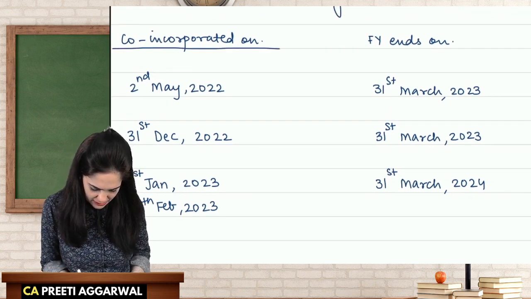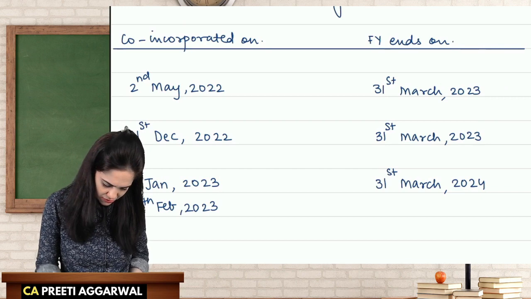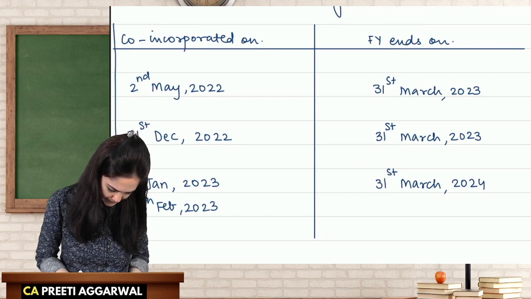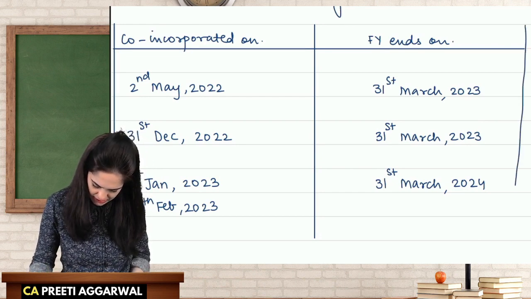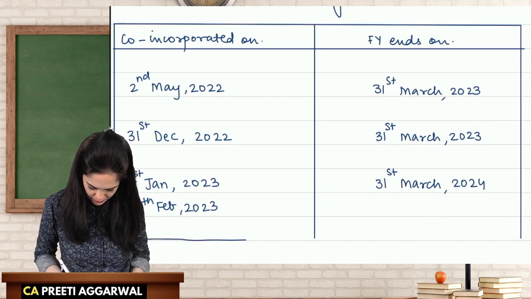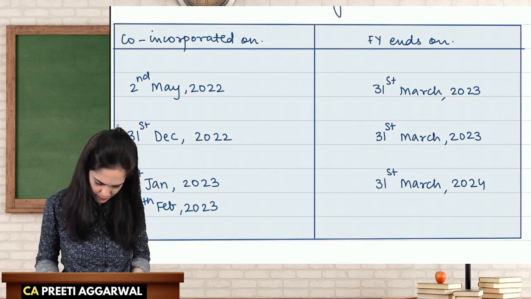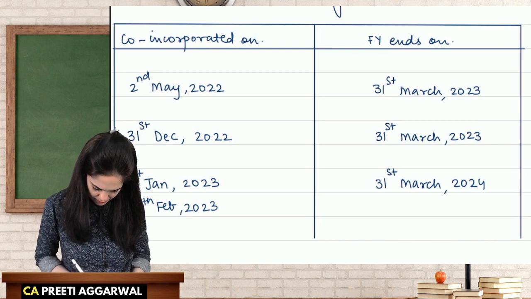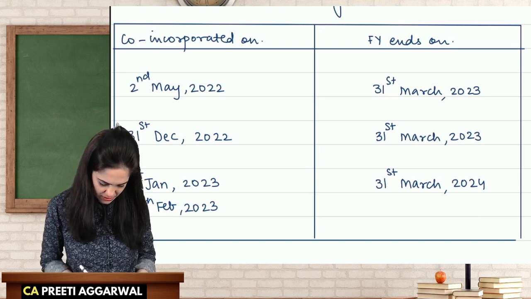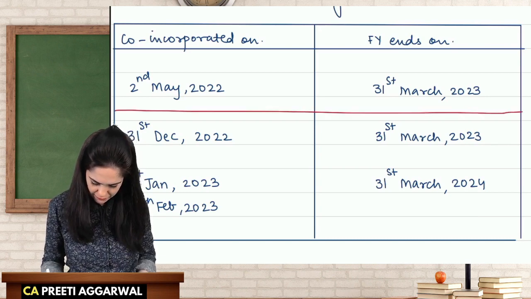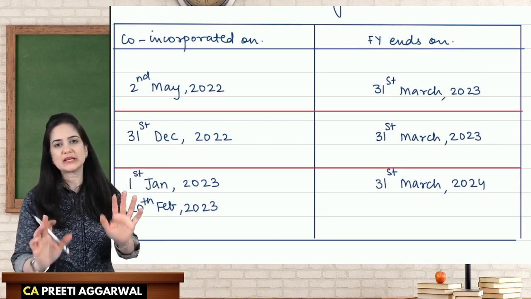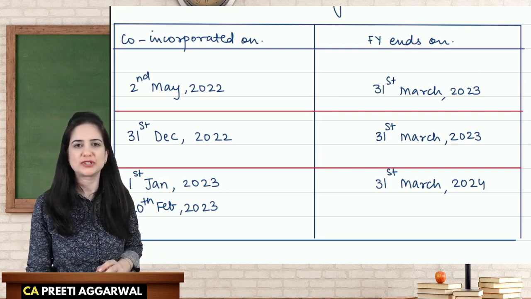So if the company is incorporated on, I have mentioned 3 examples. So this is my table for discussion. So these are different scenarios. I'm drawing it properly so that you can use it for last minute revision. This is the date on which my financial year ends.